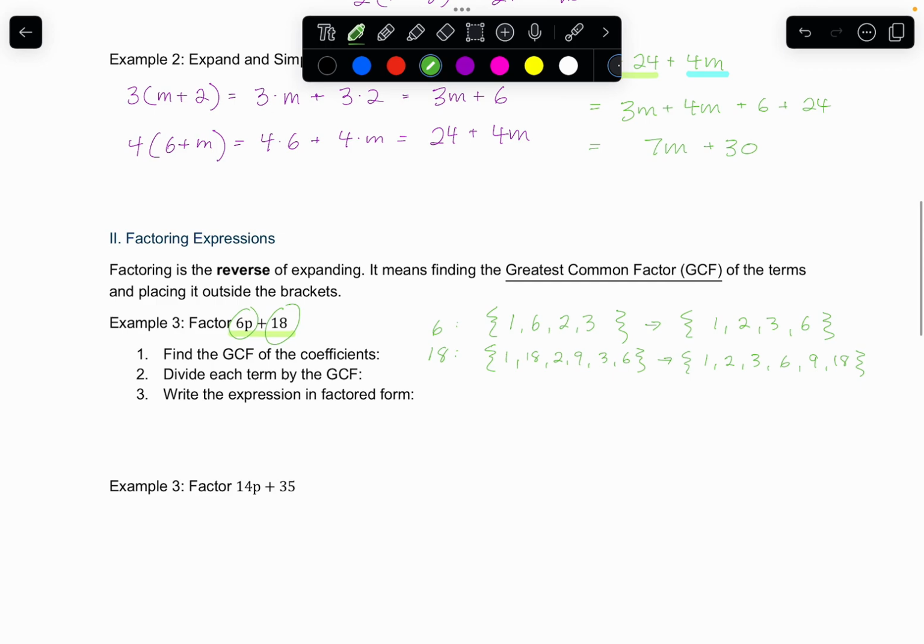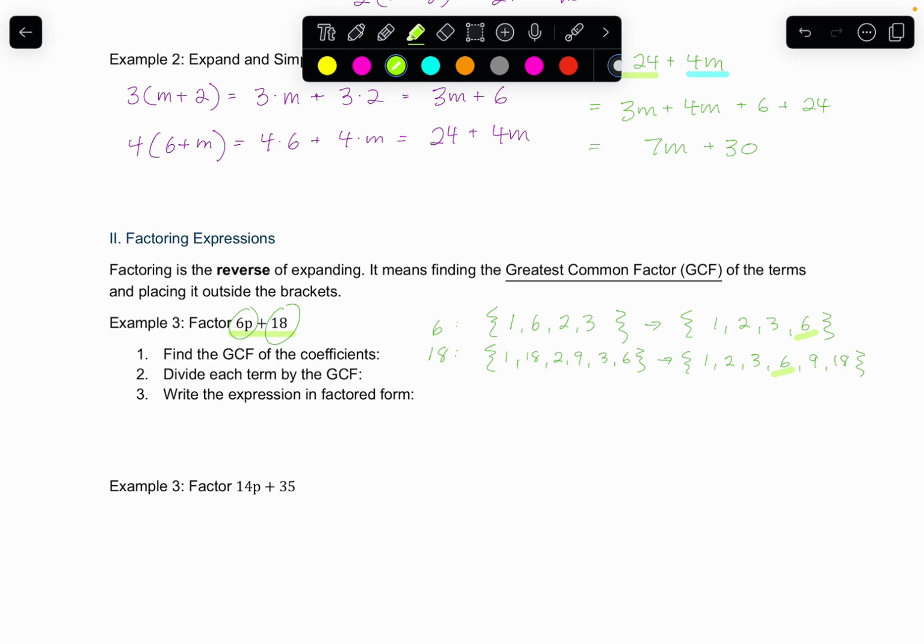Now we're looking for the greatest common factor of both of these. So we can start at the top. We'll start at the top of the biggest one, so the 6. So here's our 6. We're going to look for a 6 in our factors of 18, and there is one. Because 6 is the biggest factor of our coefficient of 6, and it also happens to be a factor of 18, it is our greatest common factor. So we've identified the greatest common factor.